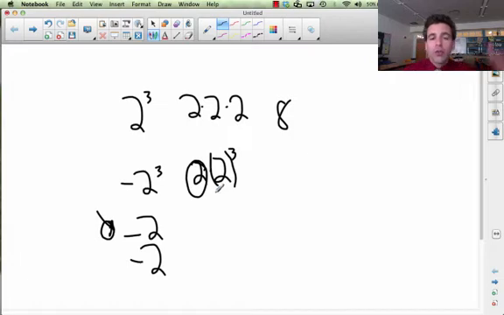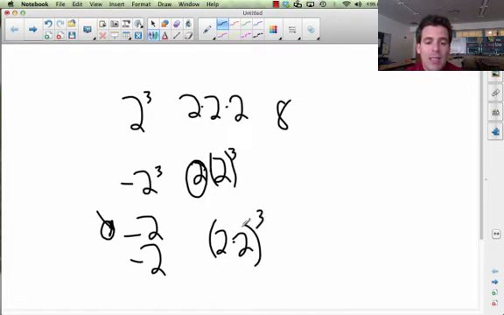Now, if that 2 reached out its arms and put parentheses around it, it would look something like this: (2 times 2) to the 3rd power. Now we know that is all part of the base, right? This 2 and this 2 are both part of the base. That gets me back to here with this -2 to the 3rd power.